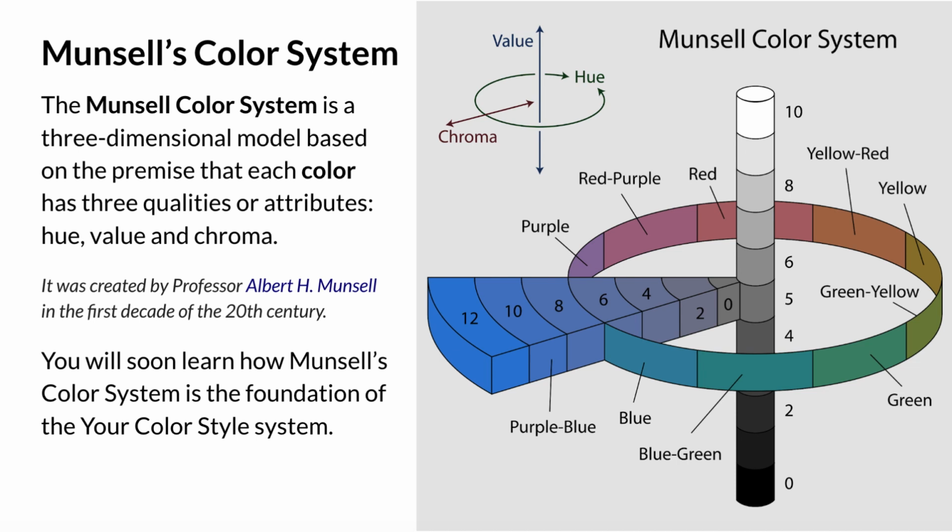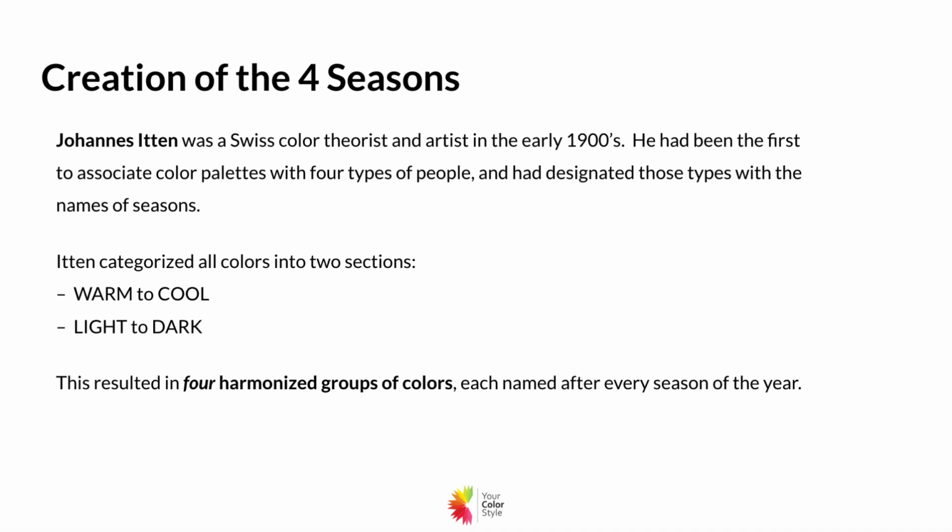In the first decade of the 20th century, a professor named Albert Munsell defined a 3D system for color. This became known as the Munsell color system. There are three qualities or attributes that he defined with a color. That is the hue, the value, and the chroma. And you are soon going to learn that every color analysis system is based on the Munsell color system, those three qualities. Then came the four seasons.